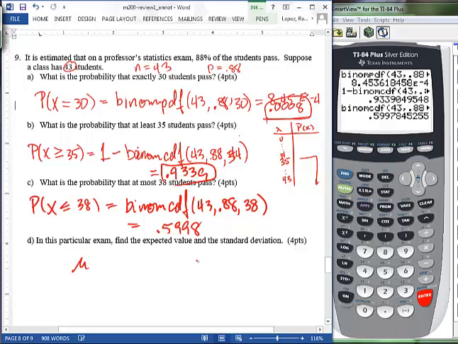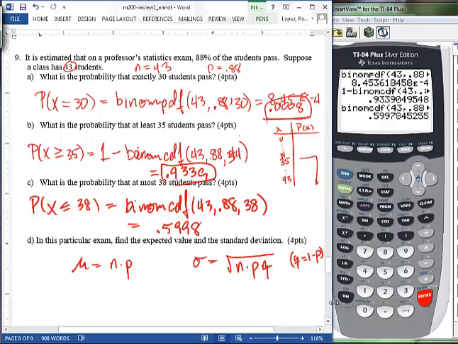Now, our expected value is the mean, mu, and our standard deviation is sigma. And if you remember the formulas for these things, for a binomial distribution, computing these is a lot simpler than the other way. Without having to create a table and using any of those formulas, we have the mean is simply n times p, and the standard deviation is the square root of n times p times q, where q, remember, is 1 minus p.